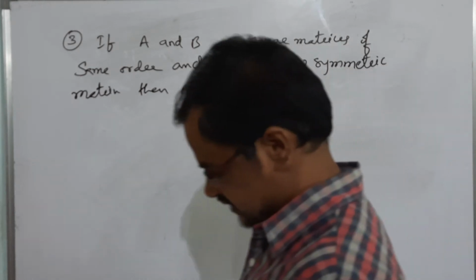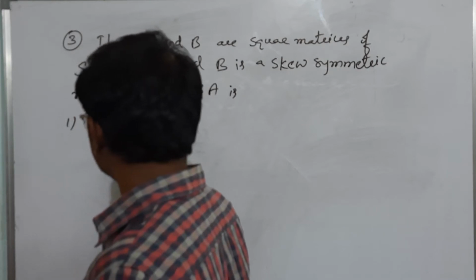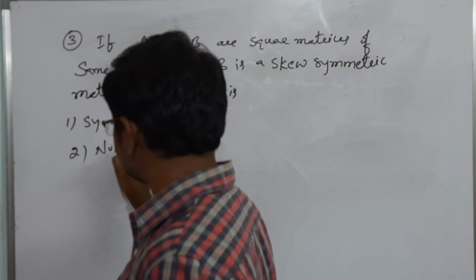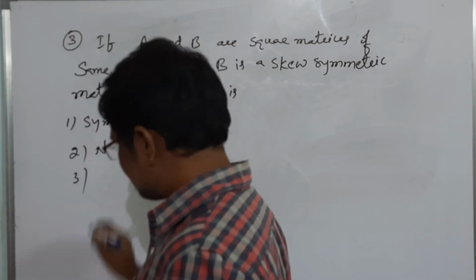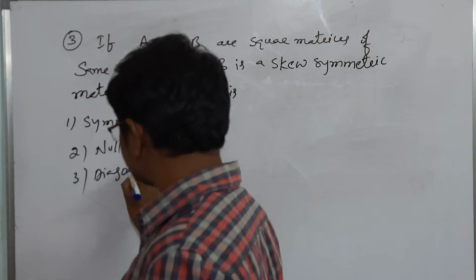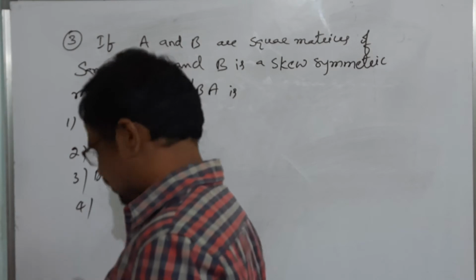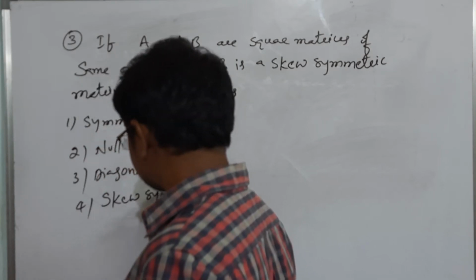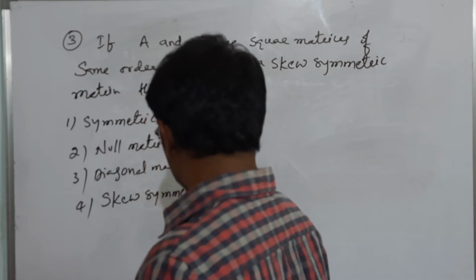So I will write the options also. First option is symmetric, second option is null matrix, third option is diagonal matrix, and fourth option is skew symmetric matrix.